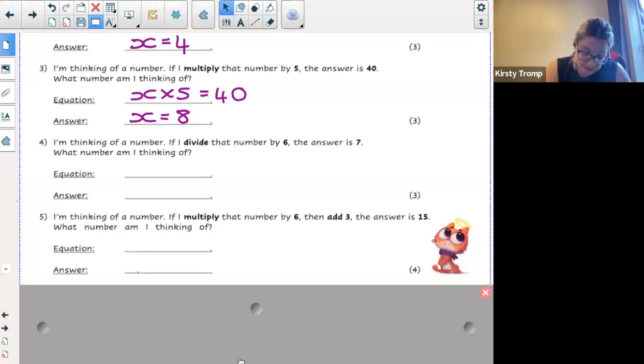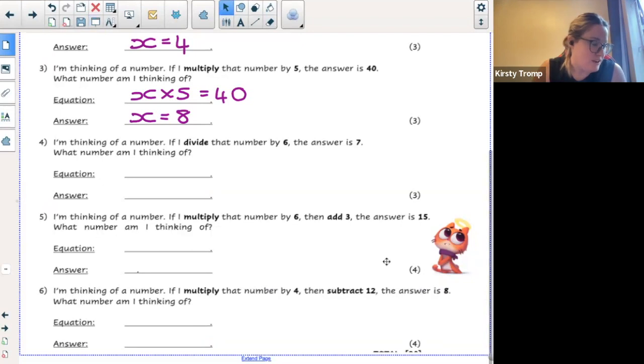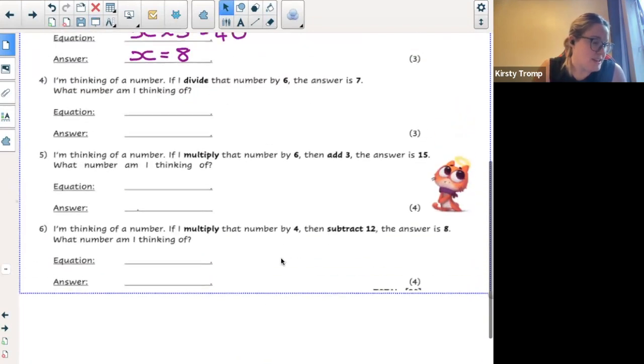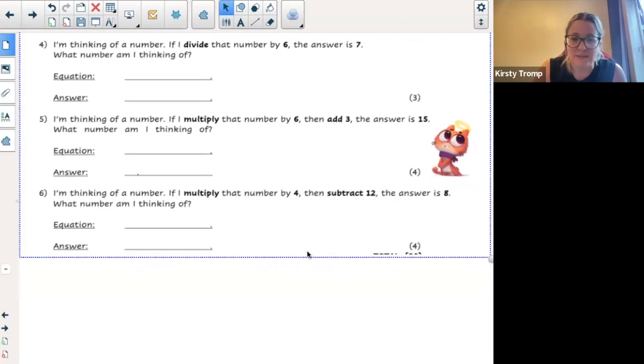And then the next one, I'm thinking of a number. If I multiply that number by 6, then add 3, the answer is 15. So this one's a little bit trickier. Okay, what number am I thinking of? So there are 2 sums there for you to try. I'm actually going to put up all 3 for you. So there are 3 sums left for you.